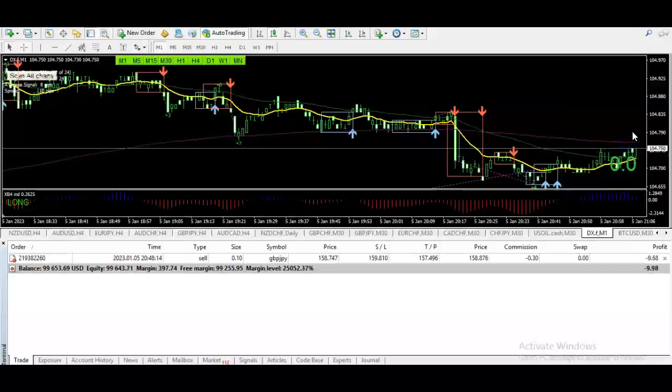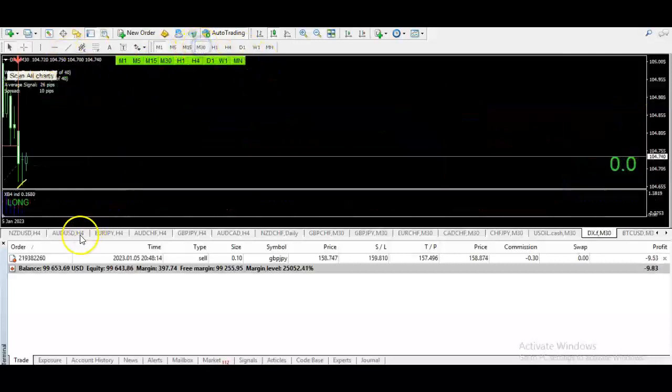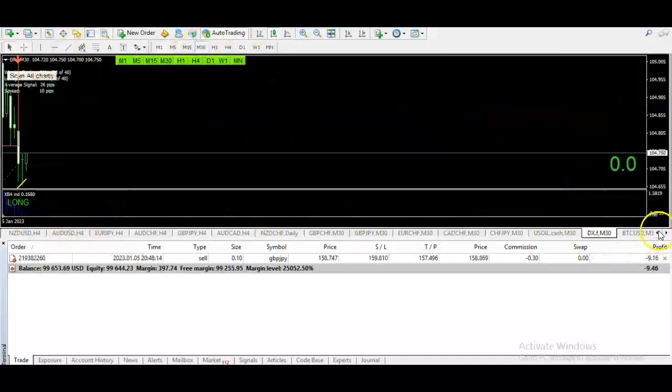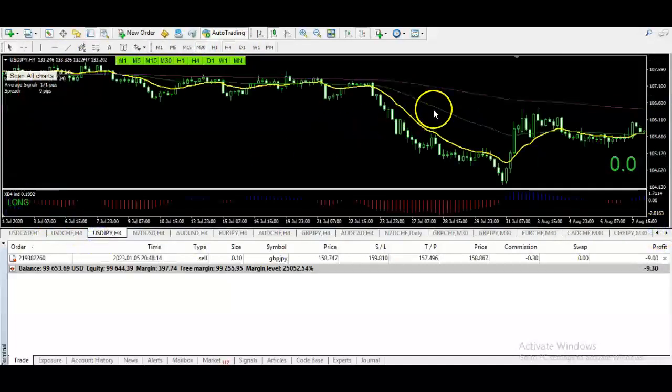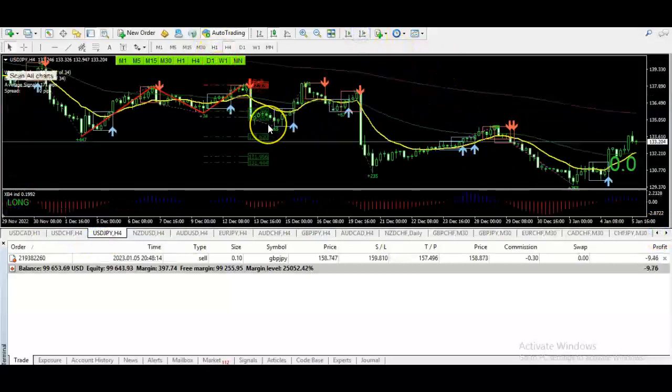So it looks like it's trying to reverse back. We'll see. And what else? What else? So I'm just trying to give you the gist of this indicator that can be helpful for something where you can receive alerts.